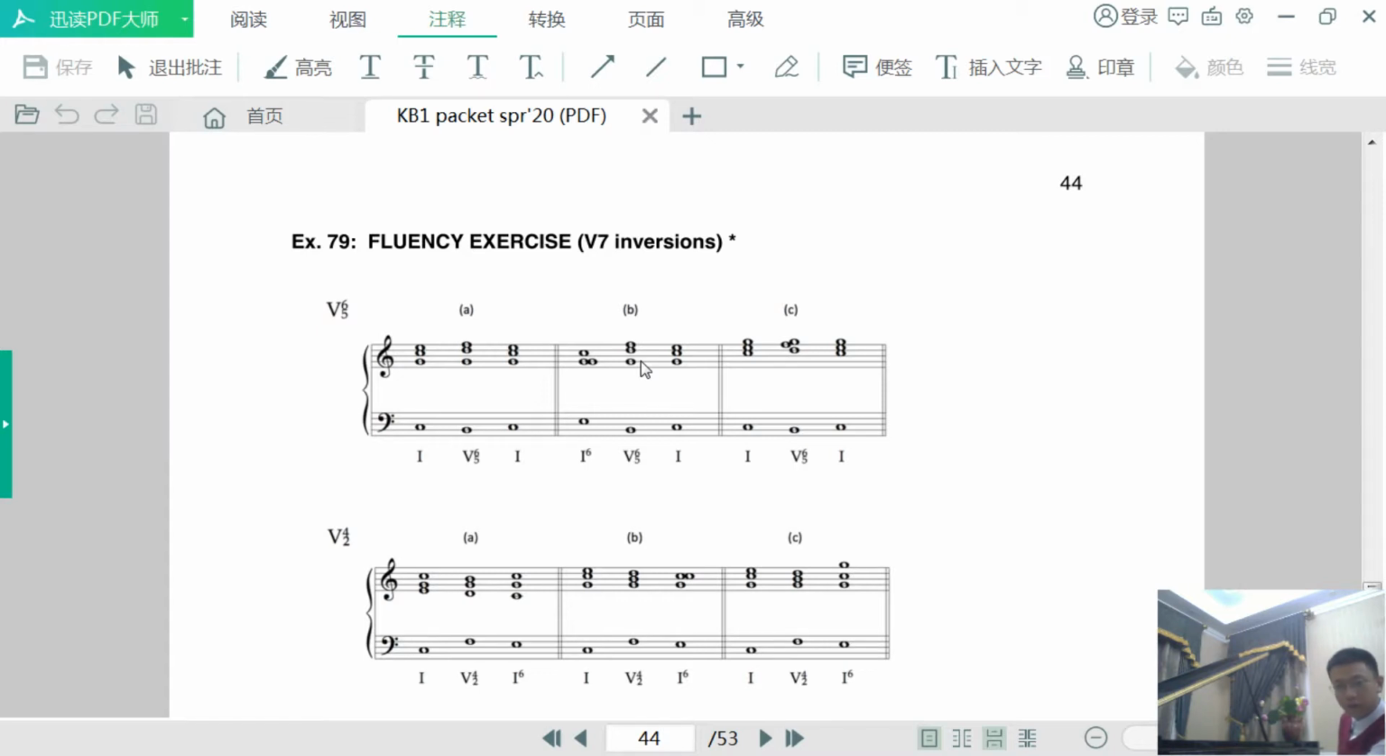V6/5 to 1. And the last progression, which will be the easiest, like the V6/5 section C, because do you see they all keep the soprano line with the G. So, right?